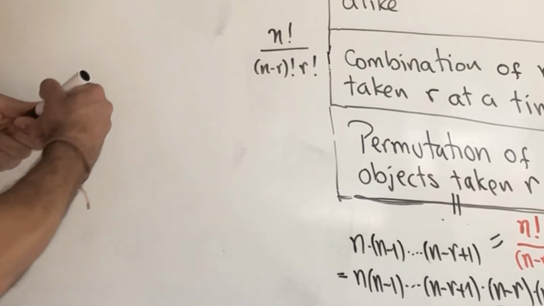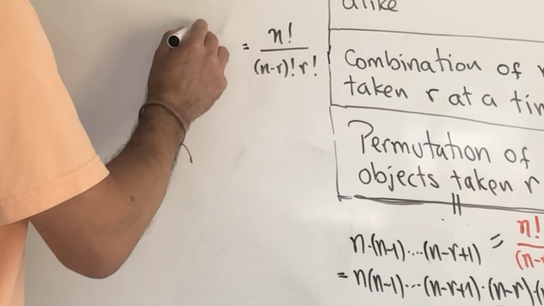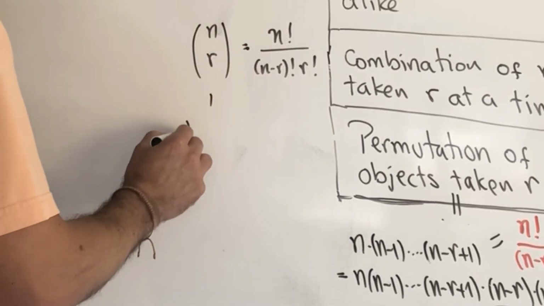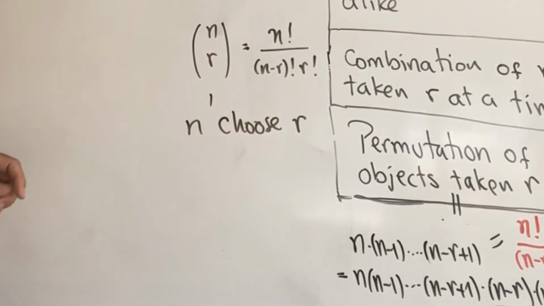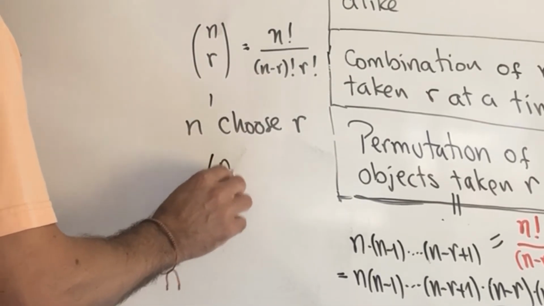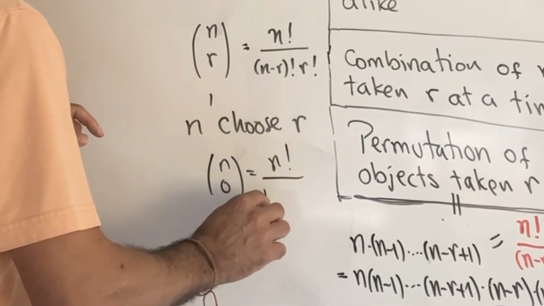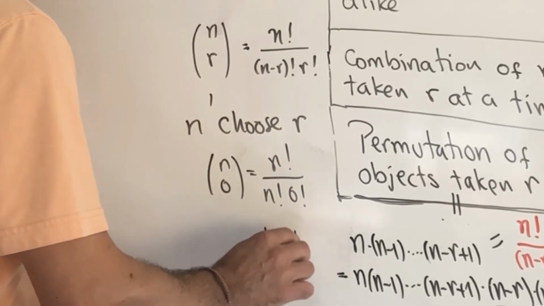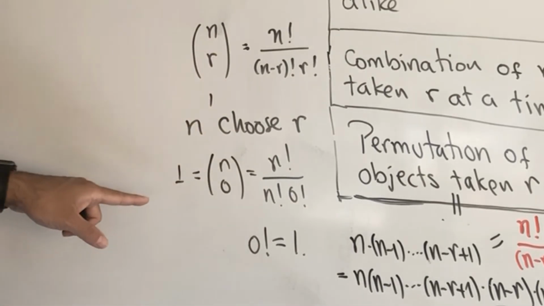Something that is important is that this number is denoted like this, and you call it n choose r. Some particular examples: n choose 0 is n factorial over n factorial times 0 factorial. And remember that 0 factorial by definition is 1. Then n choose 0 is just 1.